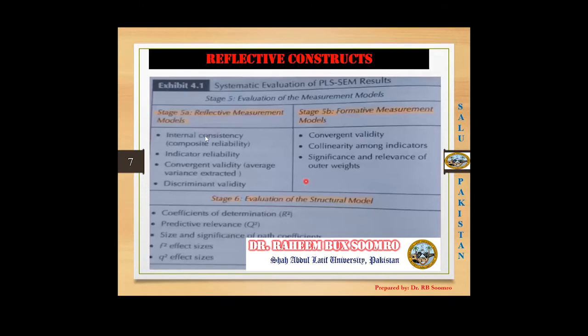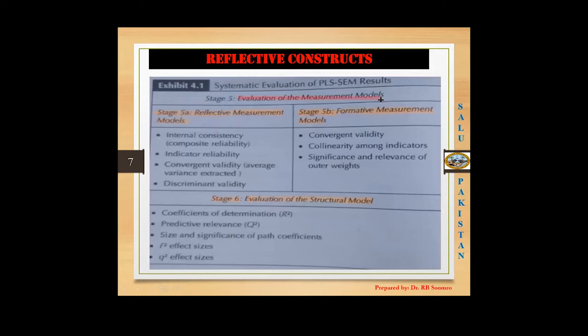Now, here is the evaluation of the measurement model. I have already discussed the measurement model: two tools are there to measure reflective, and there are four tools for the formative. There are three tools now: convergent validity, collinearity, and significance. See, some differences are there. The tools of the formative measurement model are somewhat different from the reflective, and vice versa. And the sixth one is the evaluation of the structural model, and my video on the evaluation of the structural model is available on my YouTube channel.